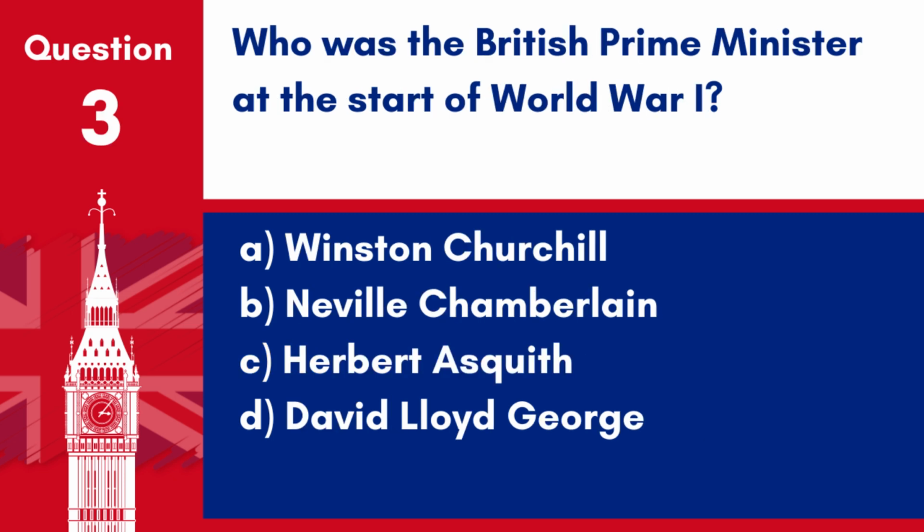Question 3. Who was the British Prime Minister at the start of World War I? A. Winston Churchill. B. Neville Chamberlain. C. Herbert Asquith. D. David Lloyd George. Answer. C. Herbert Asquith. He was the Prime Minister when World War I began in 1914.